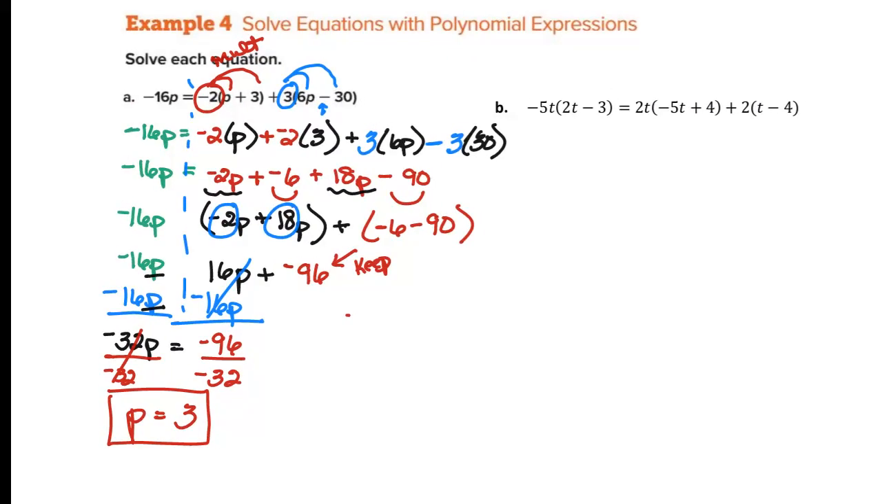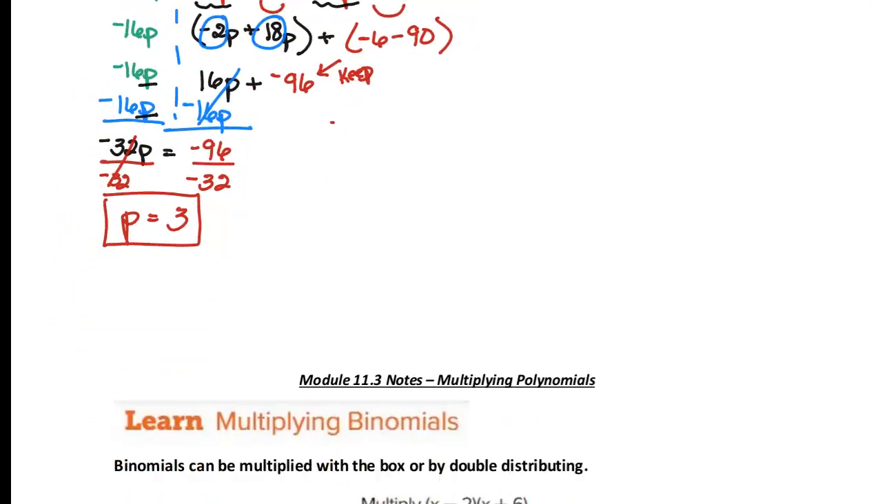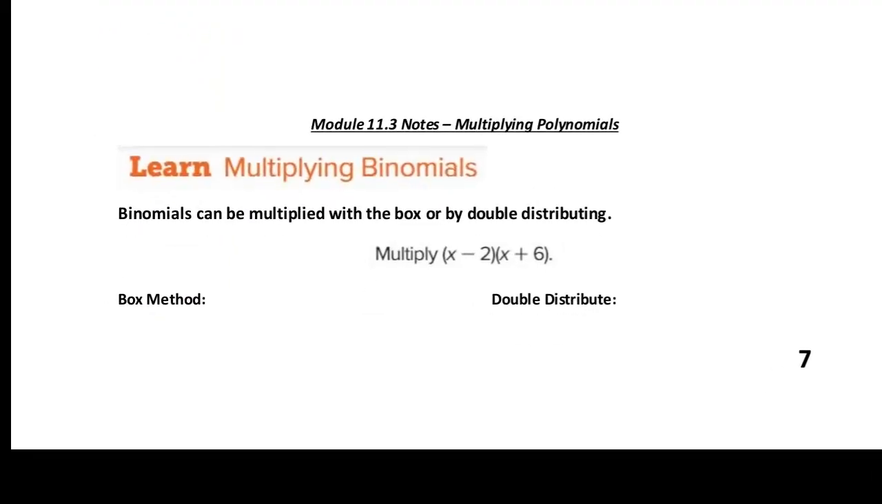So that's what happens when you have an equation. You are going to solve for that unknown variable. All right? Okay. Let's take a look down at the bottom. All right? We are going to be multiplying now not just a monomial, but a binomial with two terms by another binomial. Okay? And we are going to show you two different methods to do it. One is the box method, and one is called double distributive method. Okay?